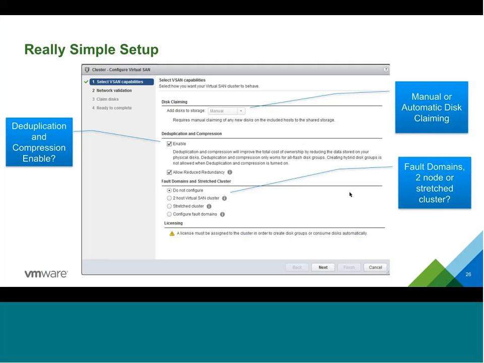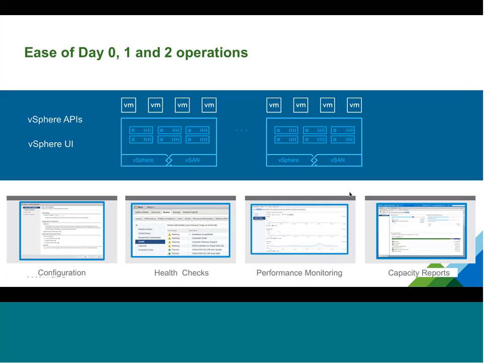How simple it is. Although I would be showing a demo, I'm still showing it here because I cannot show you everything; my live environment doesn't have everything here. But it's just selecting, like the way you enable HA in your environment. It's that simple to configure a VSAN cluster. Manual or automatic disk claiming, fault domains, you configure deduplication and compression enabled or not. That's how it's configured. Day 0, 1, 2 operations, you configure that easily.